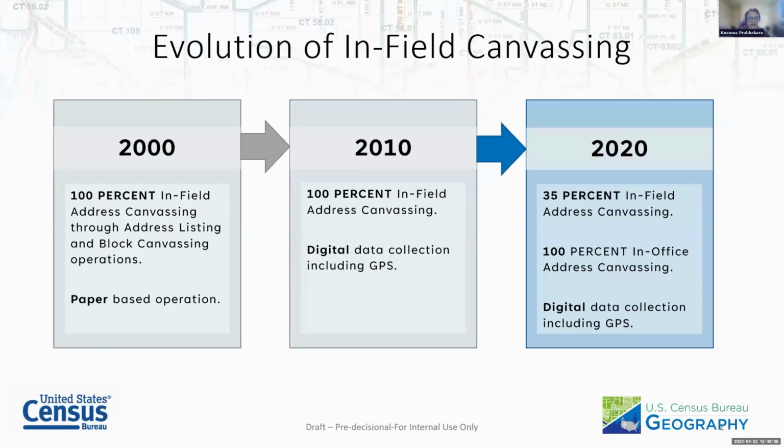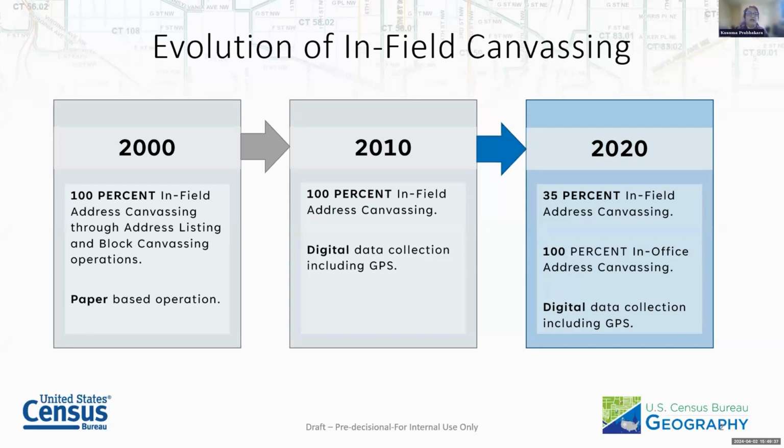First, let me give some background on the evolution of what we call in-field canvassing. Traditionally, in-field canvassing has ensured that the Census Bureau can refine the master address file, or MAF, in advance of the decennial census, typically in the years ending in 8 and 9. This canvassing was designed to validate the address list and add, change, or delete addresses as necessary in the MAF. However, the way we have conducted address canvassing has evolved over the last 3 censuses.